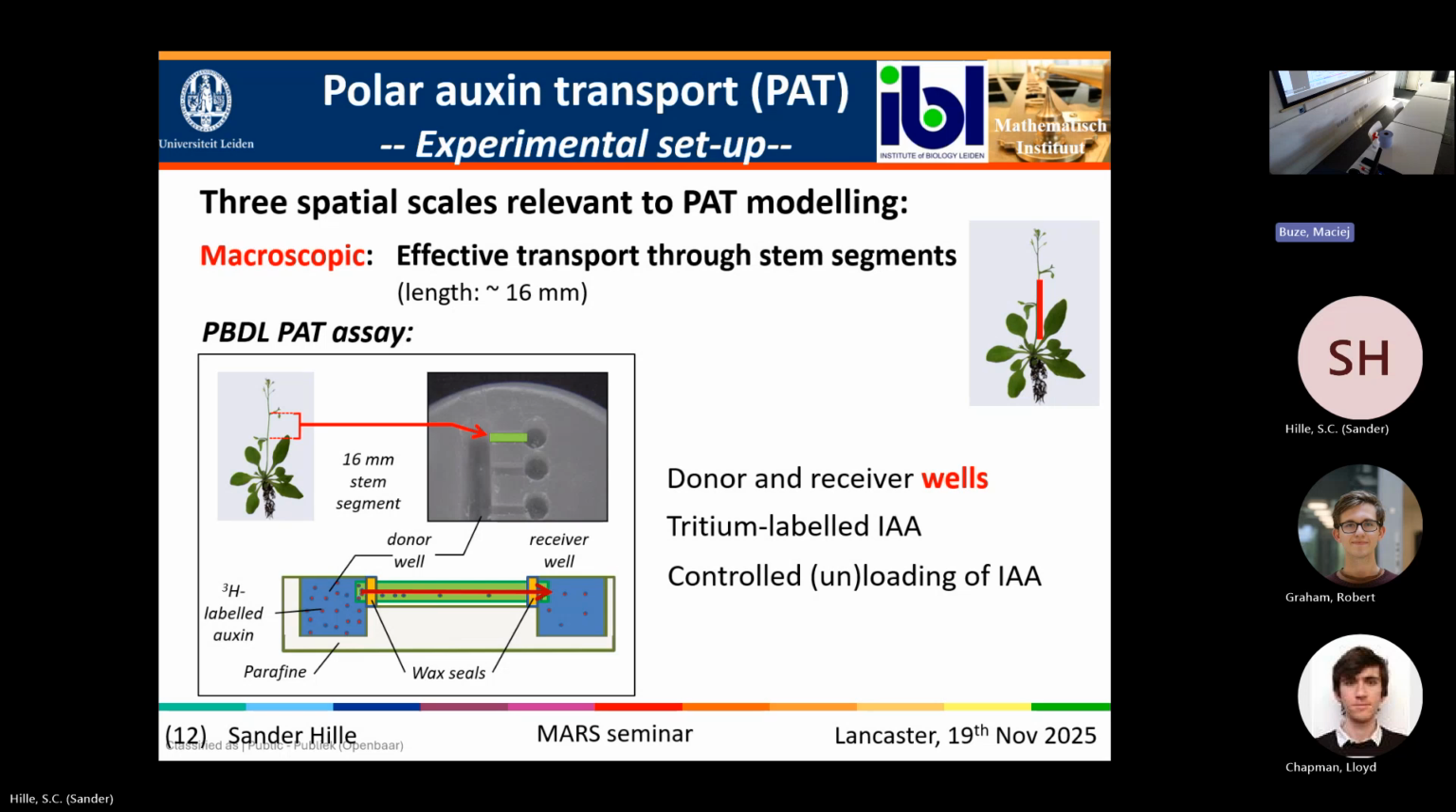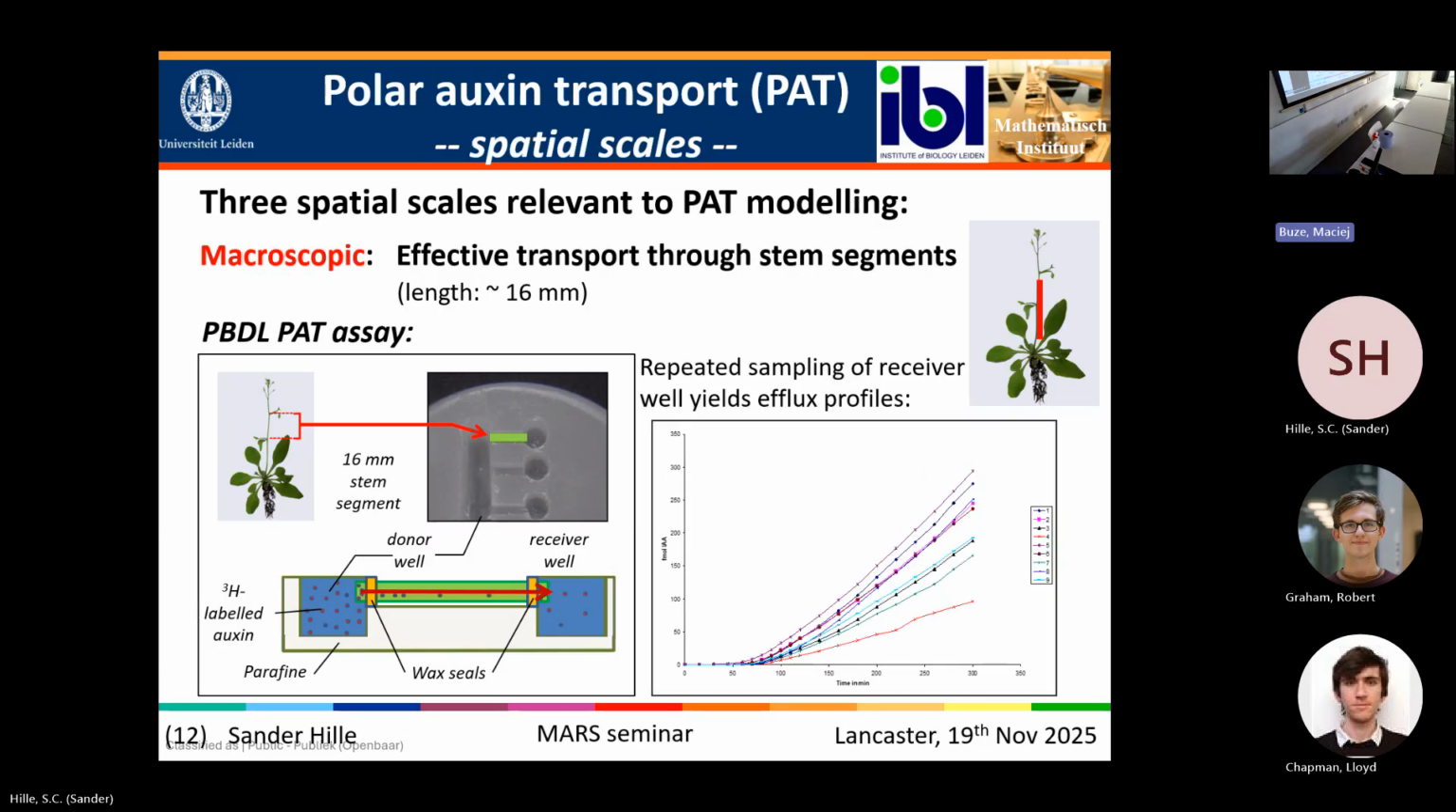You seal them into these bridges with wax, and then you can fill the donor well with radioactively labeled oxygen, and then you can see how much is transported through the stem segment by regularly sampling the receiver well, and then you get these kinds of curves, transport curves, that show how much gets transported through the individual stems.